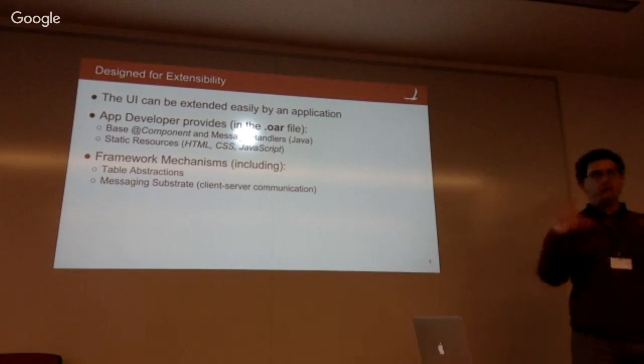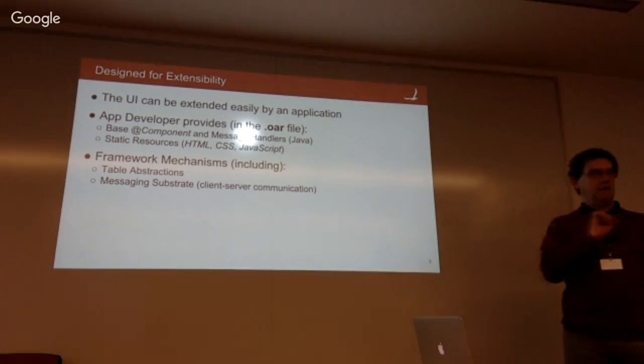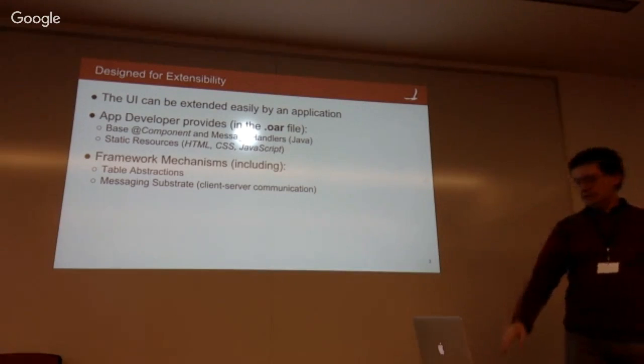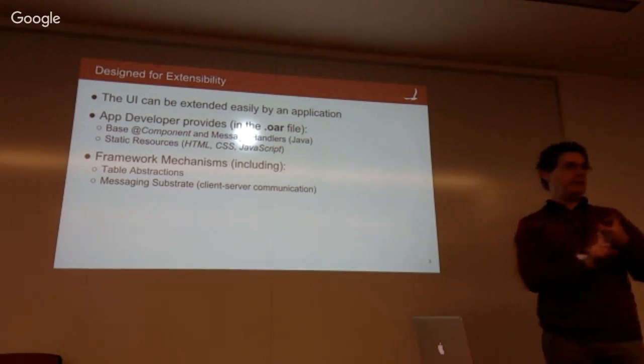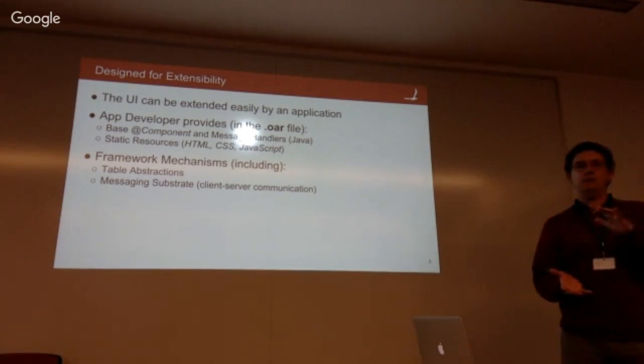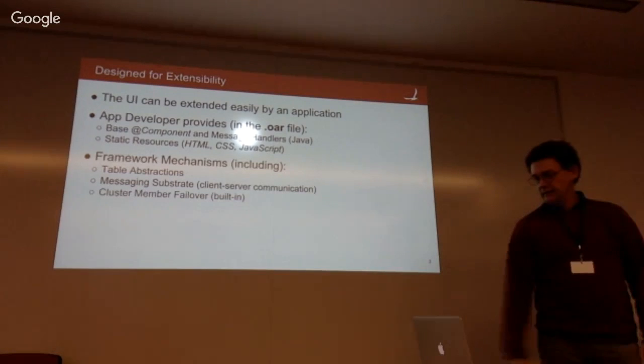The messaging substrate is, as you'll see in a moment, basically a little JSON event. So the JSON has two properties. It's an event type and a payload. And the payload is an arbitrary object structure. We'll get to that in a minute.